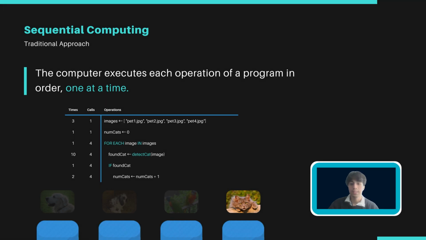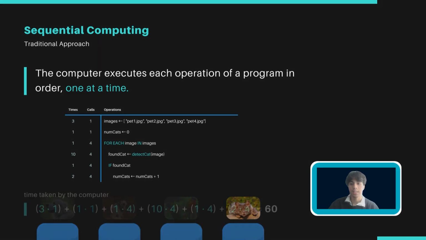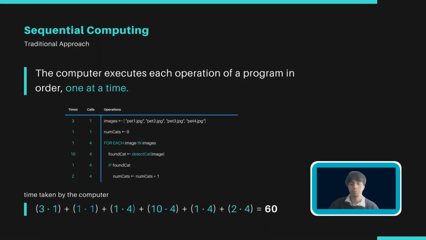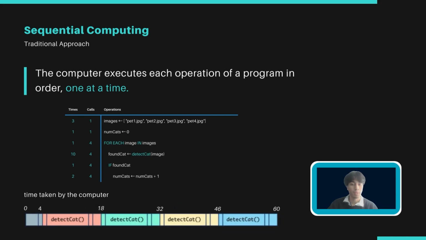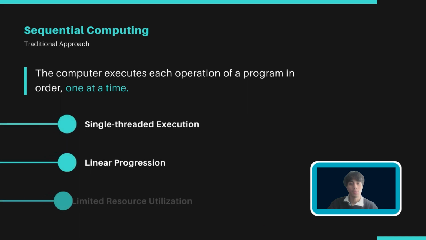Now, let's analyze the sequential execution of our cat detection program. This analysis reveals the sequential nature of the program, where each operation waits for its predecessor to complete before proceeding. While this approach is intuitive, it may result in suboptimal performance, especially for large data sets or complex computations. Sequential computing, while conceptually simple, has inherent limitations that hinder its scalability and efficiency.